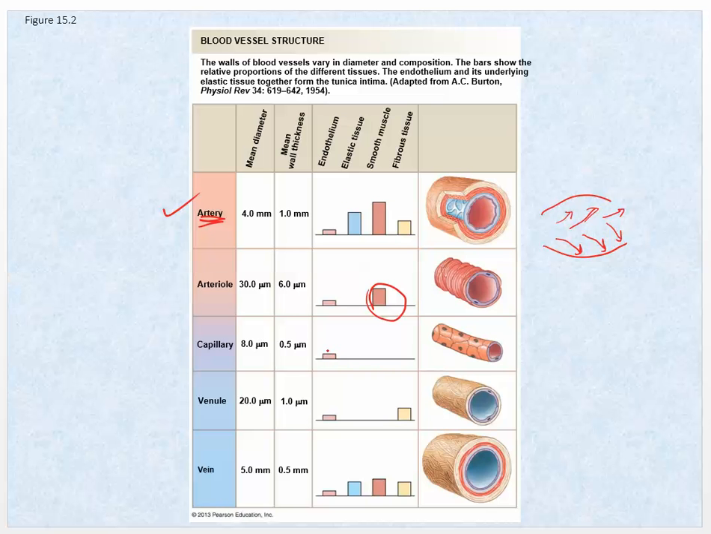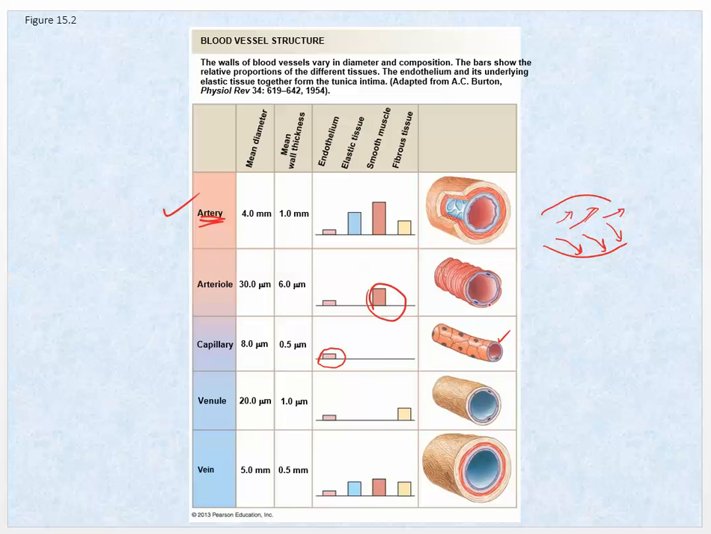When you look at the capillary, you really see nothing. The capillaries are very, very thin. They just have some endothelial tissue here, which are just regular epithelial cells. And that's it. There's no smooth muscle, there's no elastic tissue, there's no fibrous tissue. It's just a small ring, which means that they're very fragile.